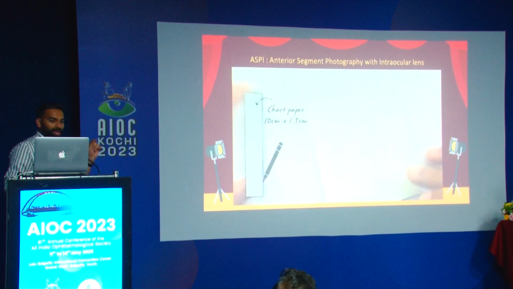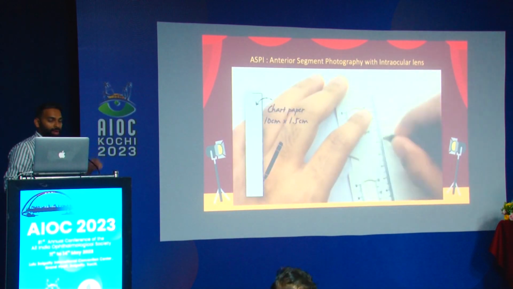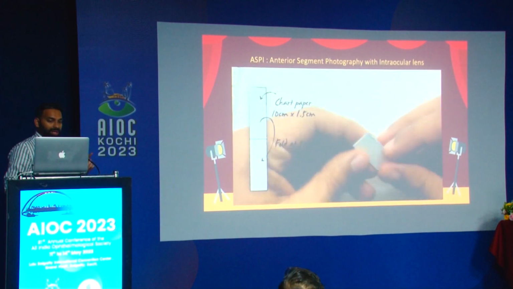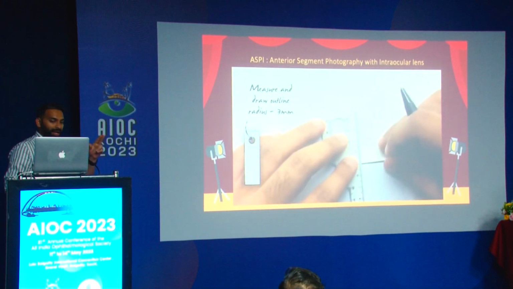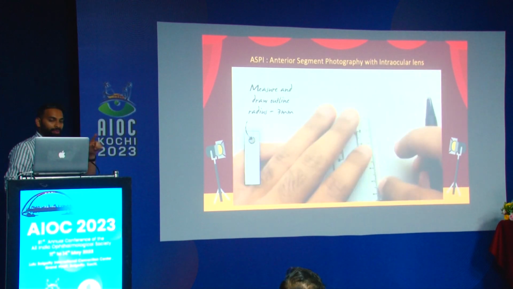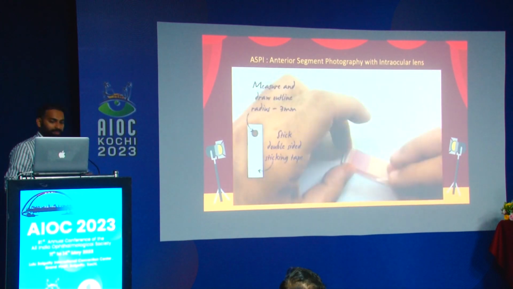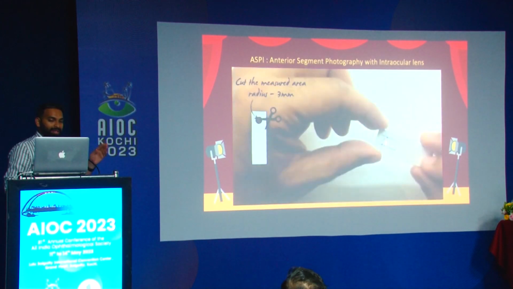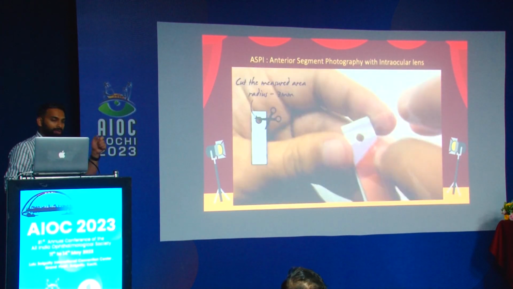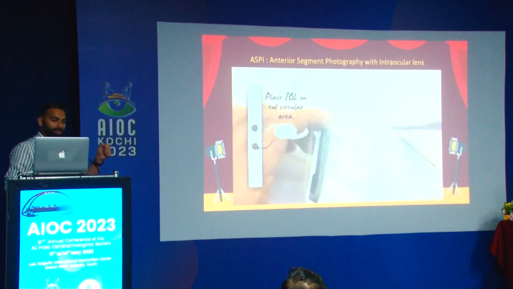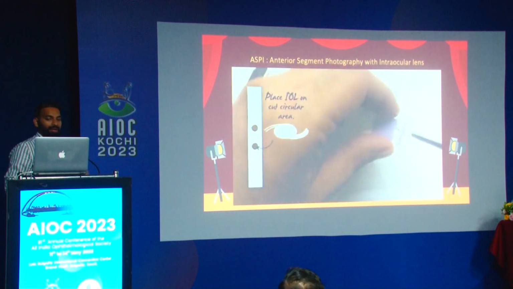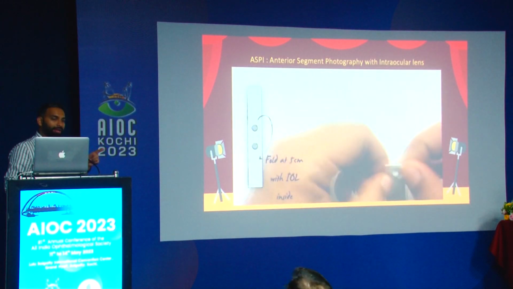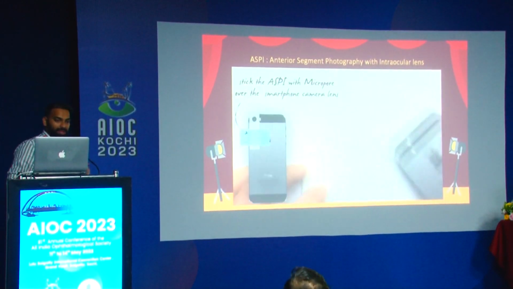So we use a chart paper of 10 centimeter by 1.5 centimeter. Once we have cut it with a scalpel, we fold it and mark the area where we want to keep the IOL. Inside this, we add a double-sided tape and we punch one hole with a paper puncher. For the gonio imaging, we use a 6, 8 or a 10 diopter lens.